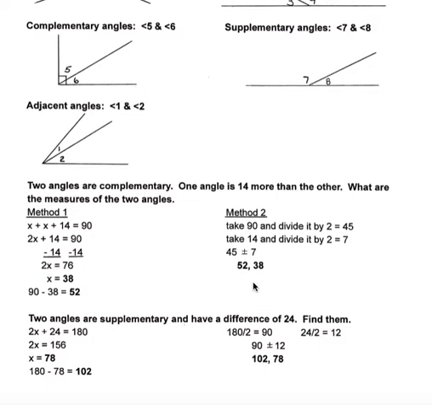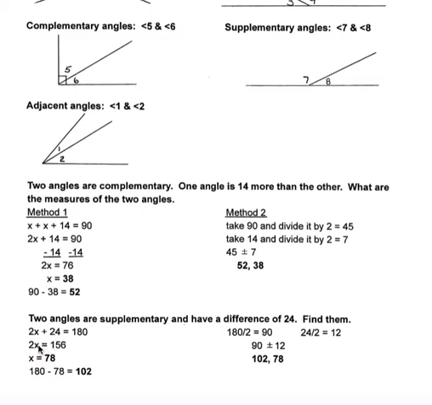2 angles are supplementary. Sup, you said 180, right? They add up to 180, and they have a difference of 24. On this one, I abbreviated a little bit. I didn't show the first step where I have the x plus 24. I just went right to 2x plus 24 equals 180. Subtract the 24.